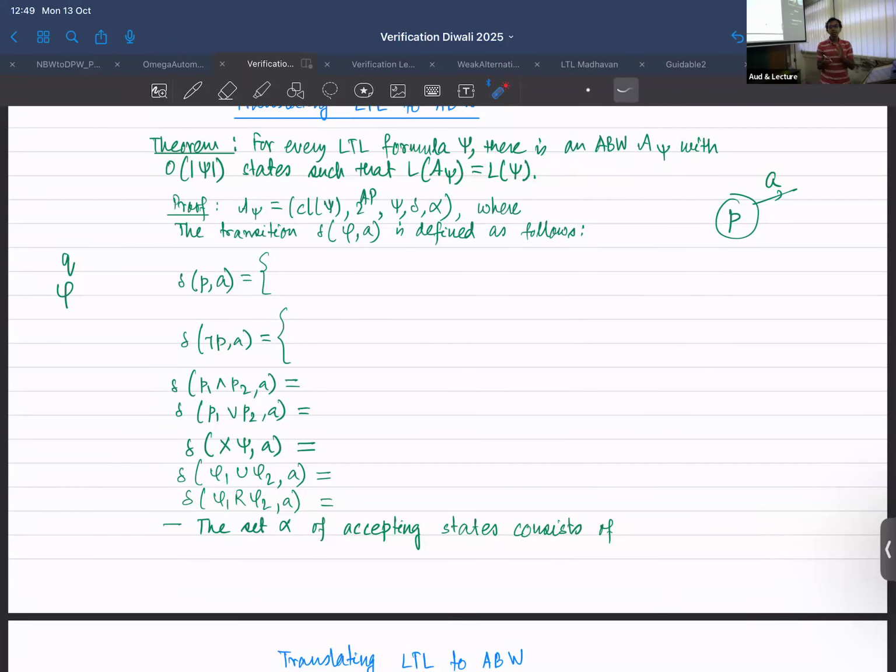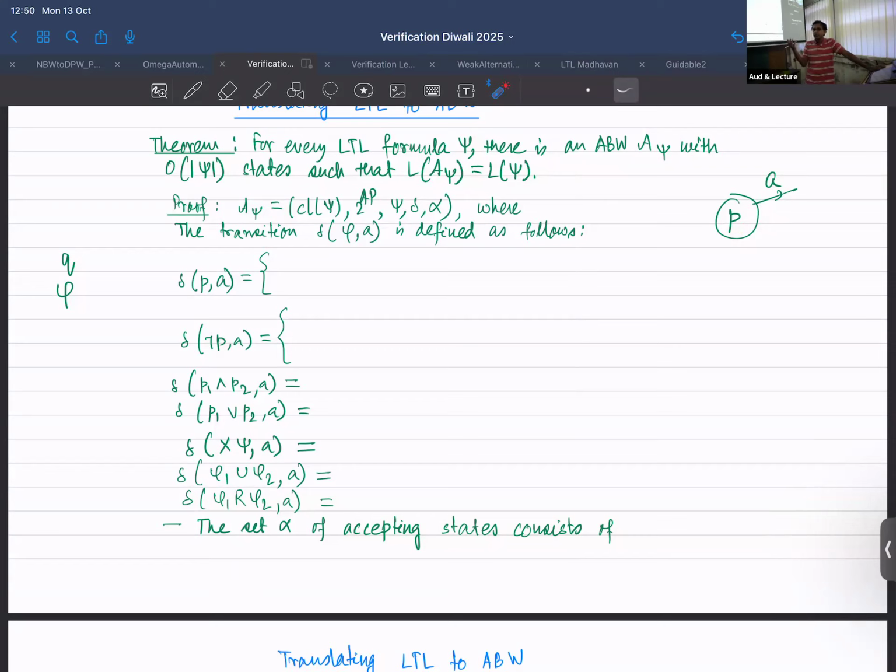So with this intuition, now you tell me, let's say I have the P. What does it mean, from this state, which words should I accept? P is an atomic proposition. Language of P. What does it mean?